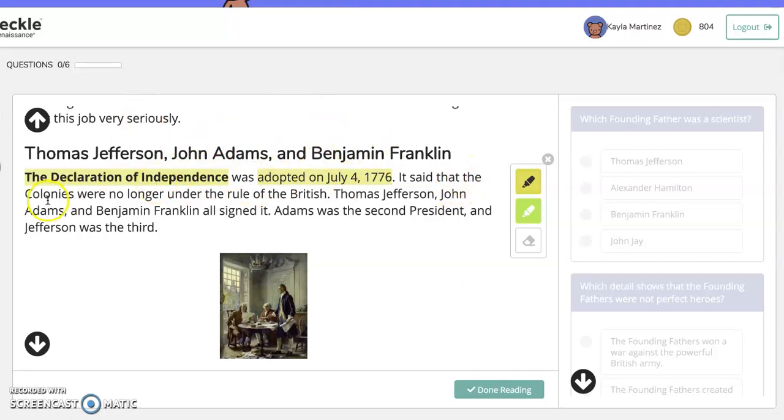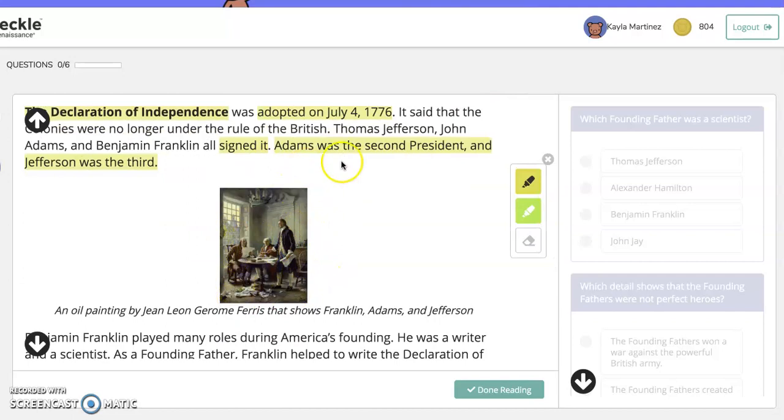It's said that the colonies, or just kind of like our little states almost now, were no longer under the rule of the British, England, Great Britain again. Thomas Jefferson, John Adams, and Benjamin Franklin all signed it. Adams was the second president, and Jefferson was the third. So our first president was George Washington. Our second president was John Adams, and our third president was Thomas Jefferson. Okay, and here is a picture of them looking through the document.